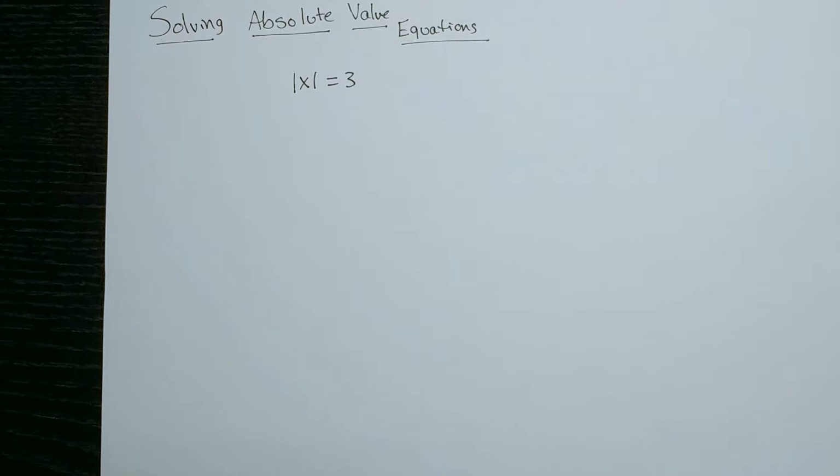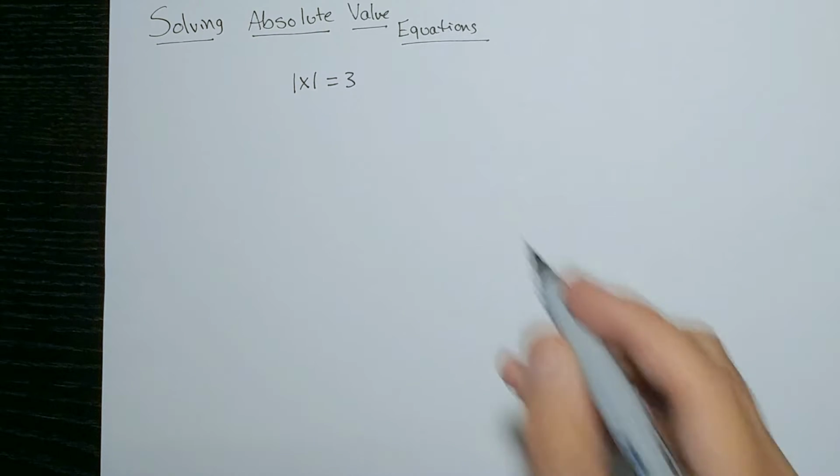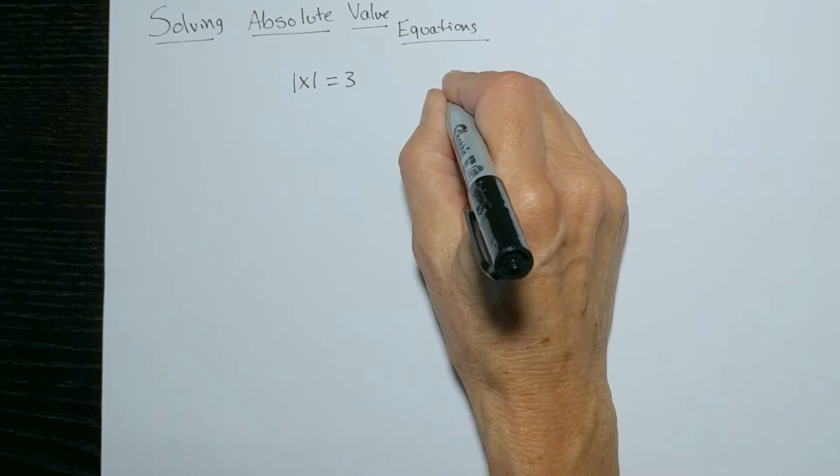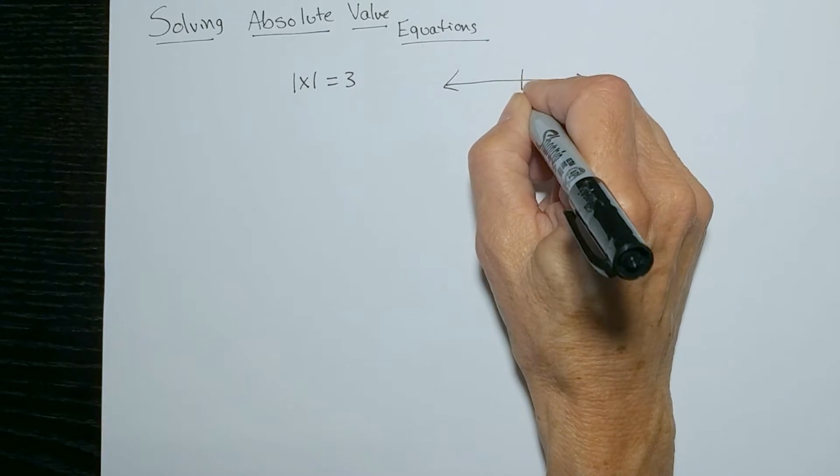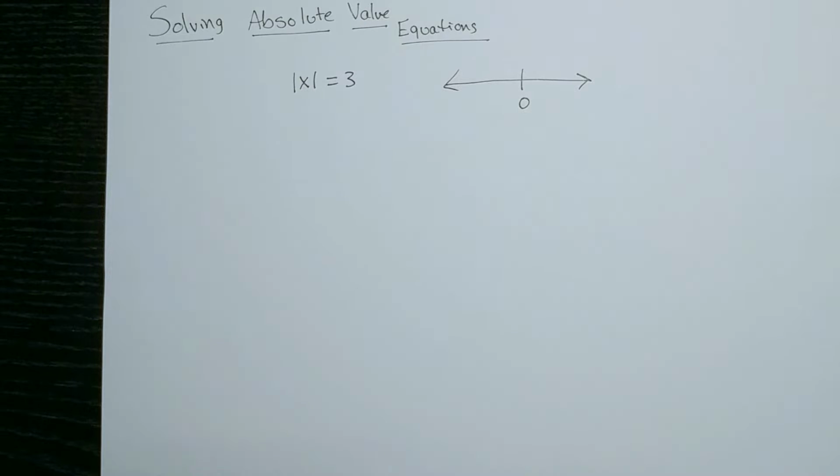Okay, this video is about solving absolute value equations. So if we consider the equation, the absolute value of x is equal to 3, we know that there are two values that make this true. We know that absolute value literally means how far is it from 0. So we know that there are two values of x that are 3 units from 0.